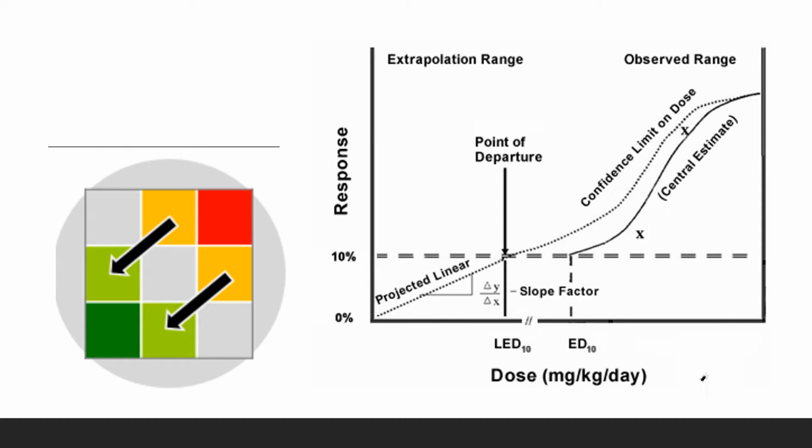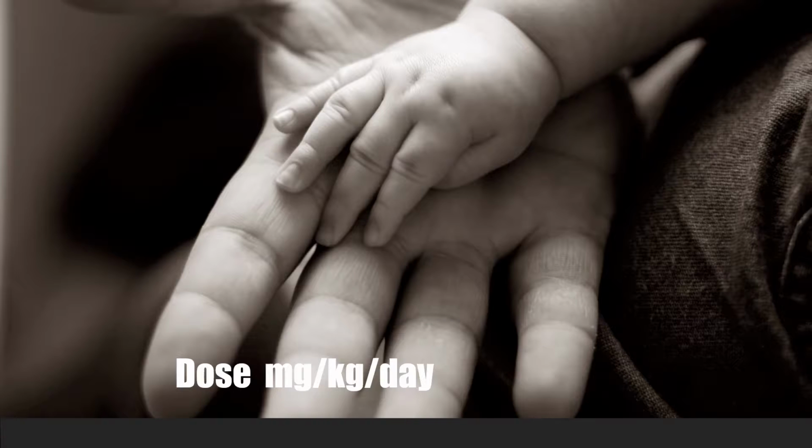Now, for carcinogens, it's a little more complex. We look at the dose and response over time, but we're also looking at the steepness of the slope of the curve to determine how toxic or carcinogenic that material is.